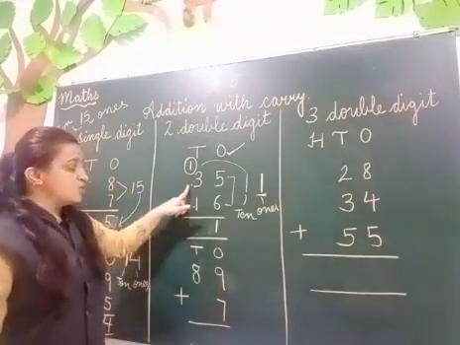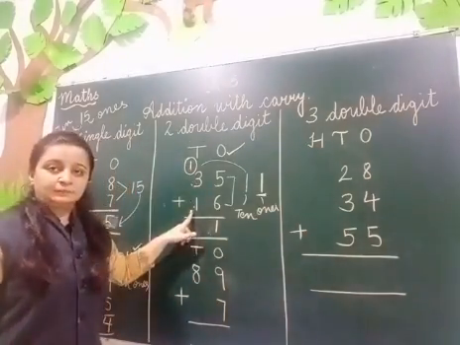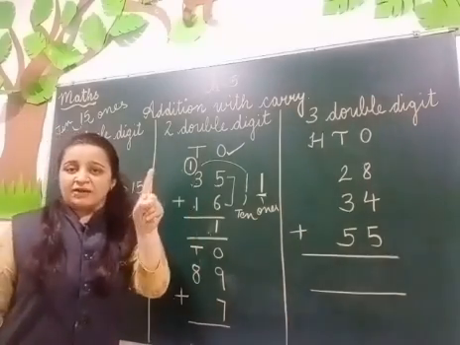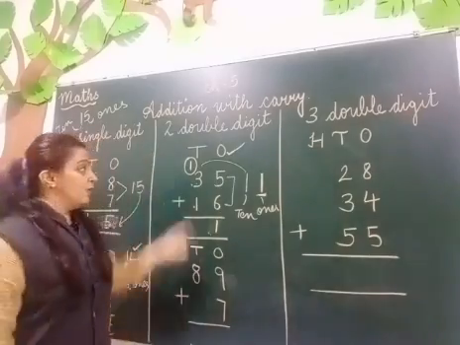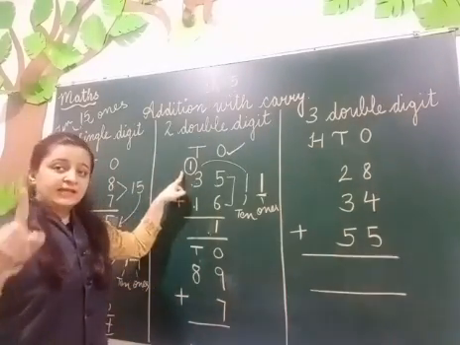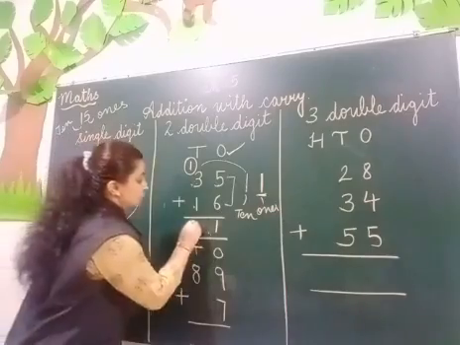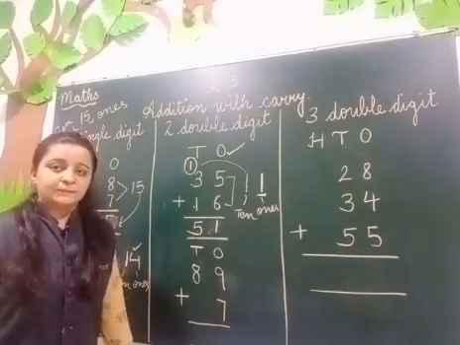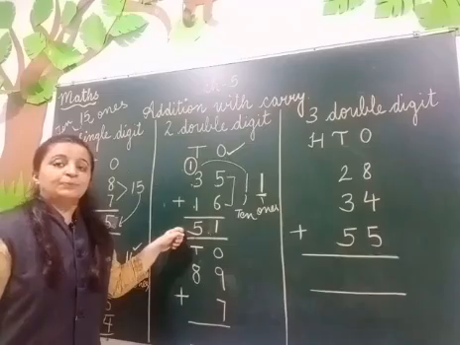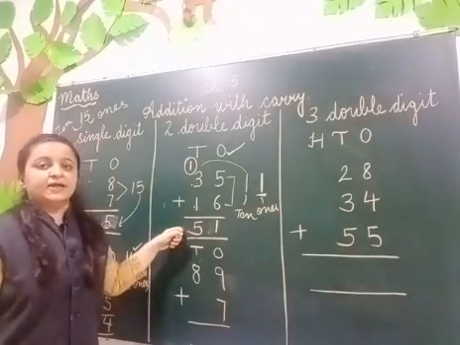Okay. Now let us do 3 plus 1. 3 in mind and 1 finger. 3 and 1 is 4. 4 plus 1 is 5. So what will you write, children? 5 at the tens place. So what is the answer? 51 is the answer.